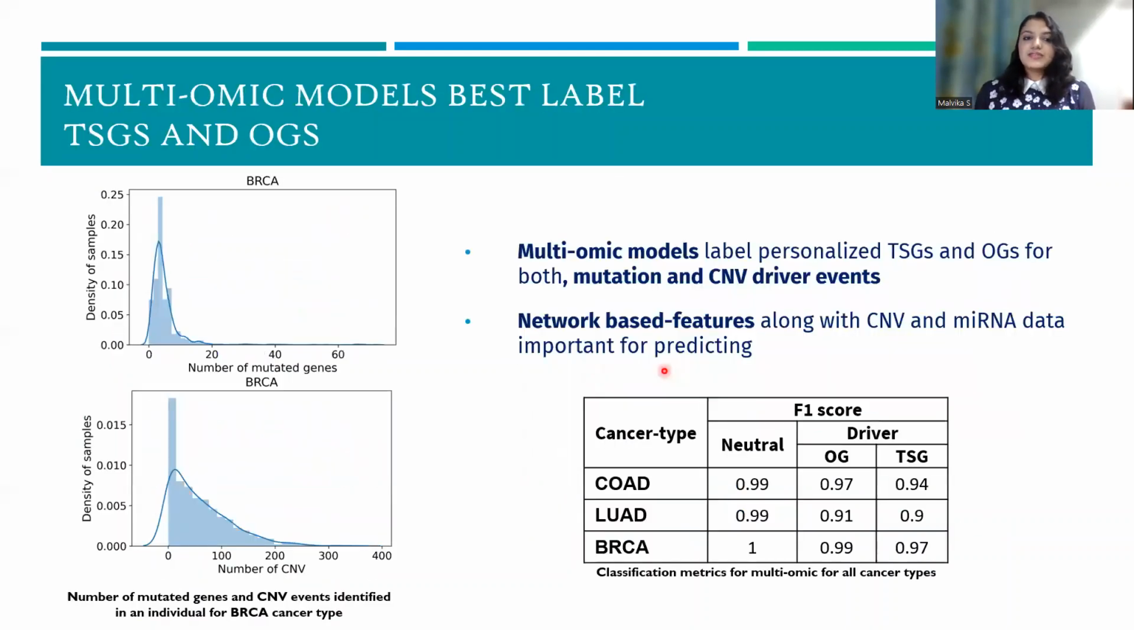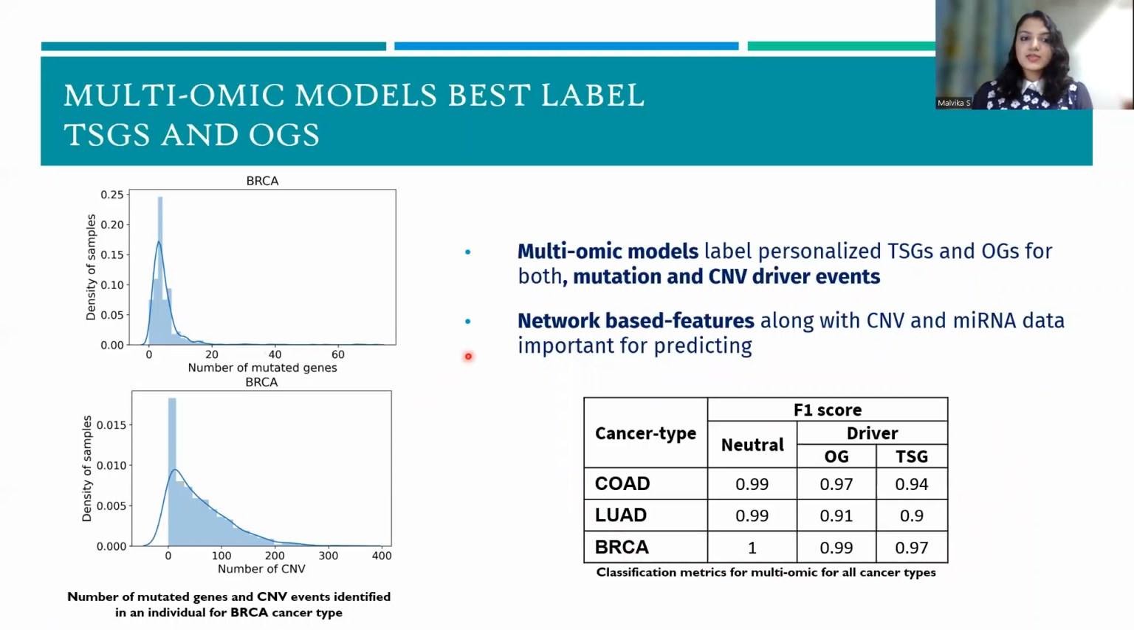We then built SNV, RNA, and multi-omic models, and we found that multi-omic models perform the best as they can label both mutation and CNV driver events. The classification metrics for the multi-omic models are given here.